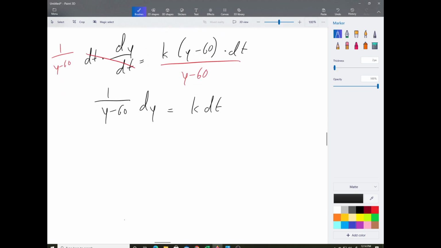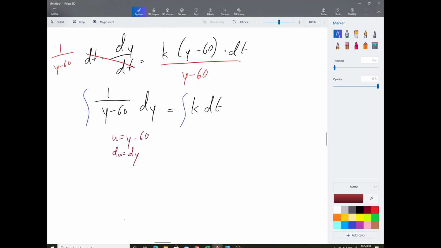And our next step is going to be, we're going to integrate both sides. If you do it on one side, you do it to the other. So on the first side, we have some u substitution. We're going to say u equals y minus 60, so your du is the same thing as dy. It's a good idea to check that just to make sure your du is not going to have another constant you're multiplying by that comes out of that situation.